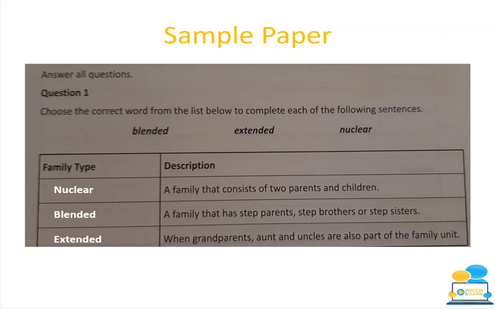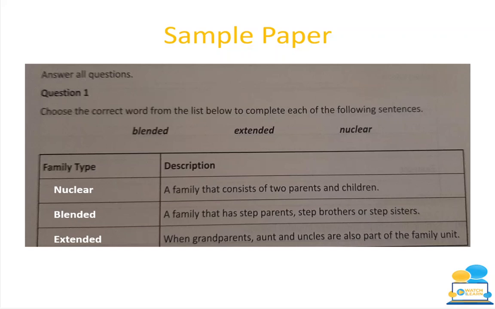Here is another similar question from a sample paper. It says question 1, so again a short question. Choose the correct word from the list below to complete each of the following sentences. So we have the words blended, extended, and nuclear. So family type description 1 is a family that consists or is made up of 2 parents and children.